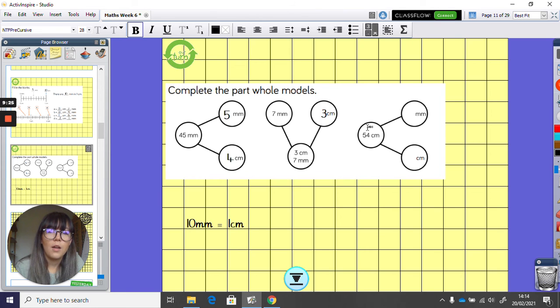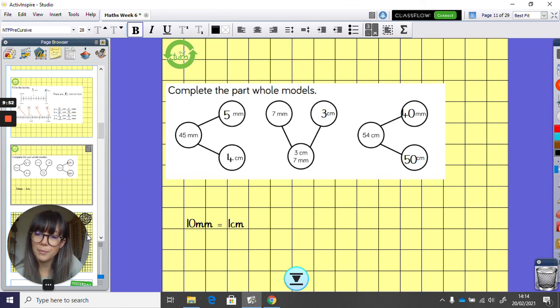So 54 centimetres, I'm going to put up the 50 centimetres there. But then how many millimetres are we left over with? We're left over with 40 millimetres because there's 4 centimetres left over, aren't there, from here? So that's how I would do it. But you could have put 54 centimetres and 0 millimetres if you like. I reckon some of you probably will have done that. And that's fine because it does equal the correct amount.